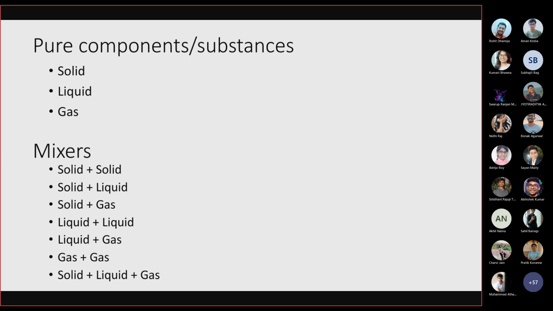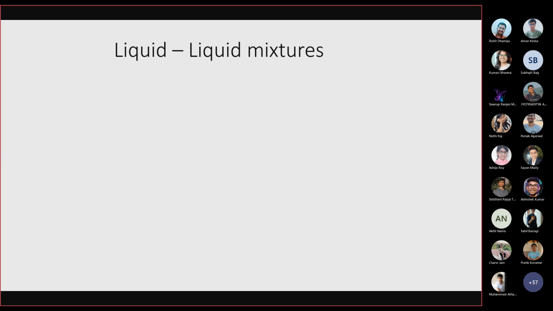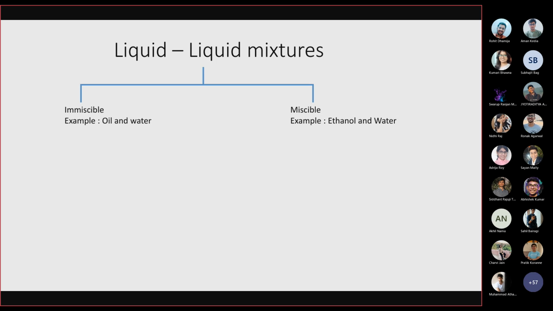So the raw materials available to us or products coming out from a reactor will always be mixtures. So we use various unit operations to separate them into individual components. In the last class, we started with liquid mixtures. Liquid mixtures are classified into two subsections. One is immiscible, an example is oil in water. Another one is miscible. Two liquids completely mix with each other and form a complete solution.